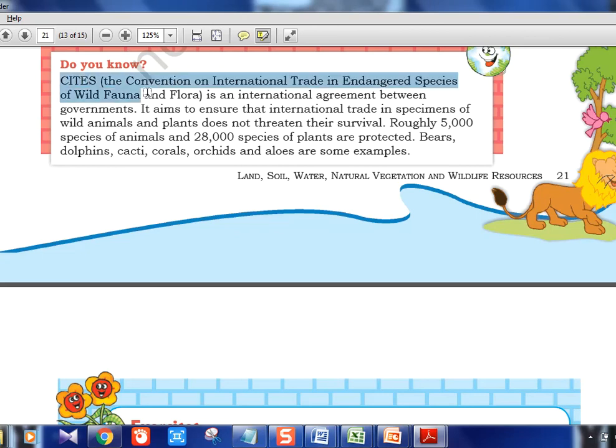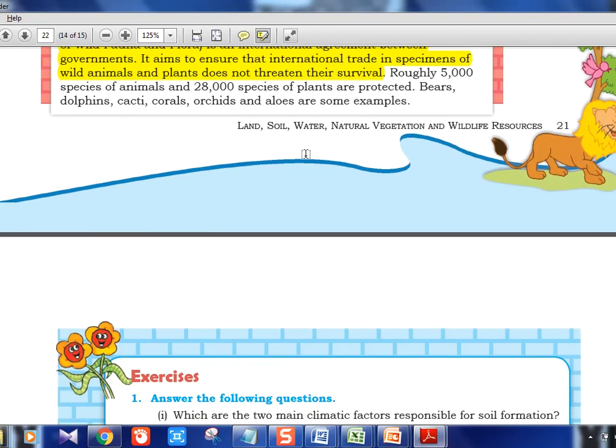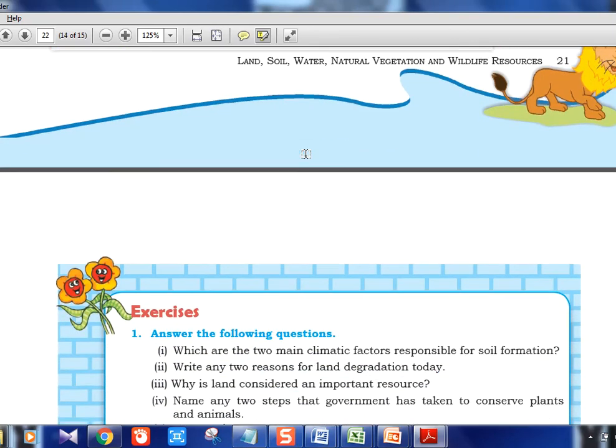CITES, again I told, is an international agreement between governments. It aims to ensure that international trade in specimens of wild plants and animals does not threaten their survival. So it's not banning the trade, it's just limiting the trade so that it does not threaten their survival. You should know that also, because UPSC will ask that way, whether CITES bans the trade completely.